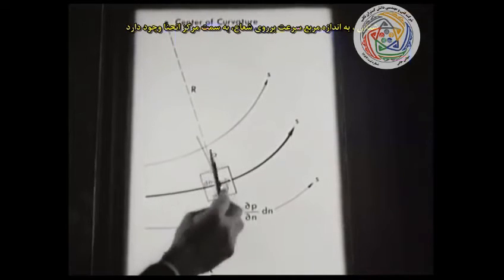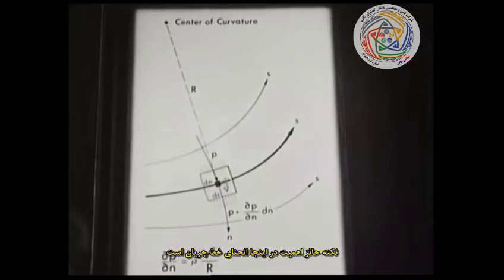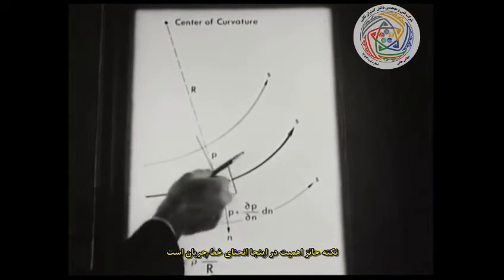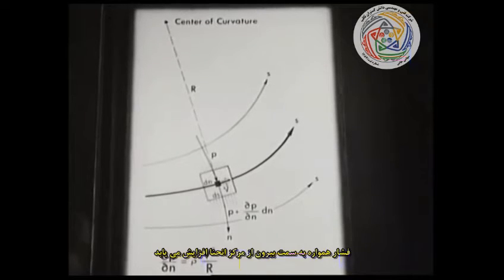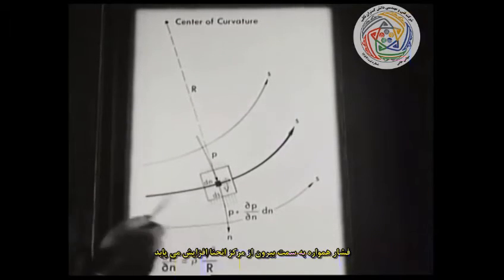Although there is no velocity along n, there is an acceleration, v squared over r, toward the center of curvature. Setting force equal to mass times acceleration, we get Euler's equation of motion normal to the streamline. Here, the important thing is curvature of the streamline. The pressure always increases outward from the center of curvature.